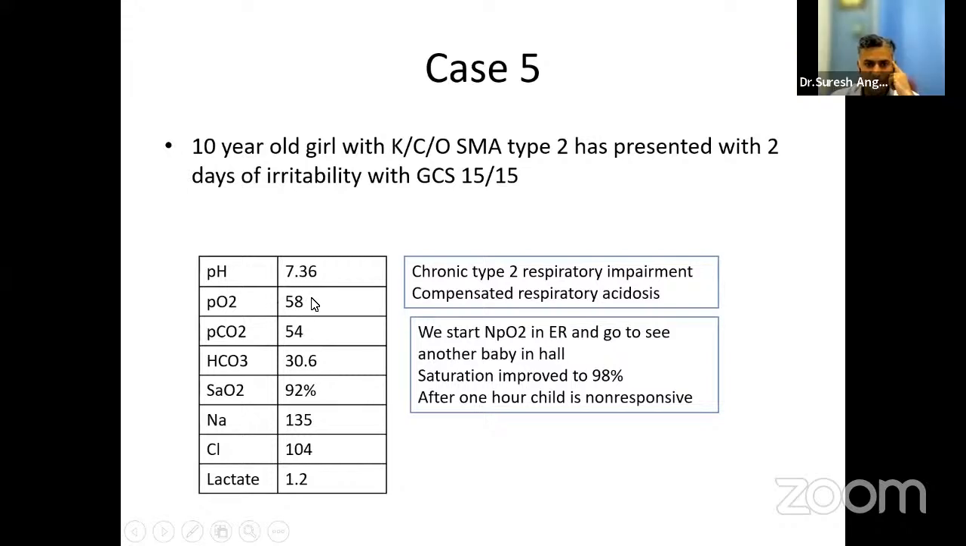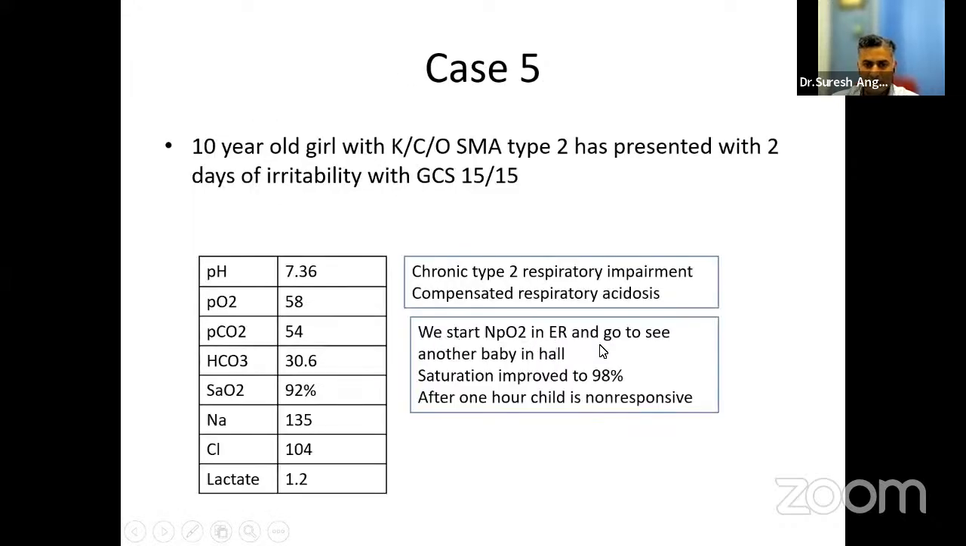You can see that the PO2 is very low, 58, and saturation just 92%. So what does this mean? You will need to be very careful when you treat this kind of patients. So this is a chronic respiratory problem. Hypoxemia is also there. So in such kind of patient, the respiratory drive is maintained by chronic hypoxemia. Okay, when you supplement them with very liberal oxygen, then they will go into respiratory failure, right?